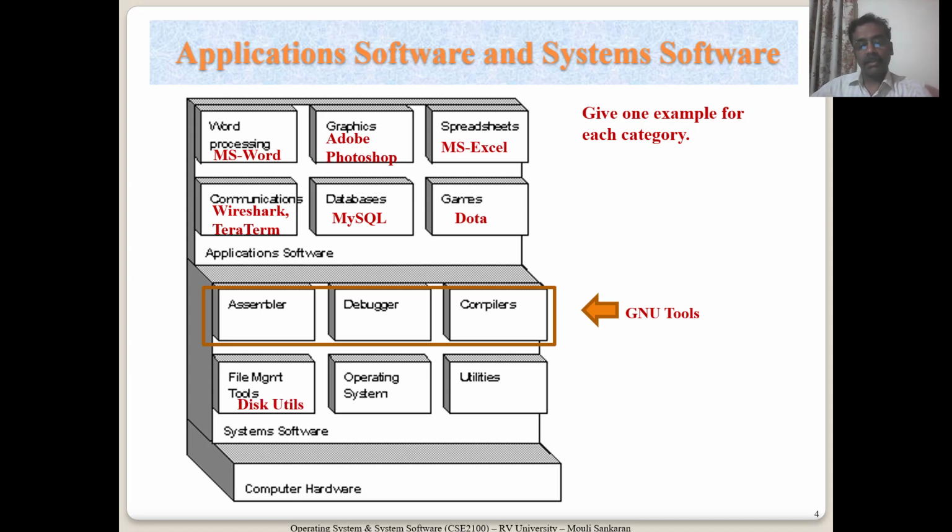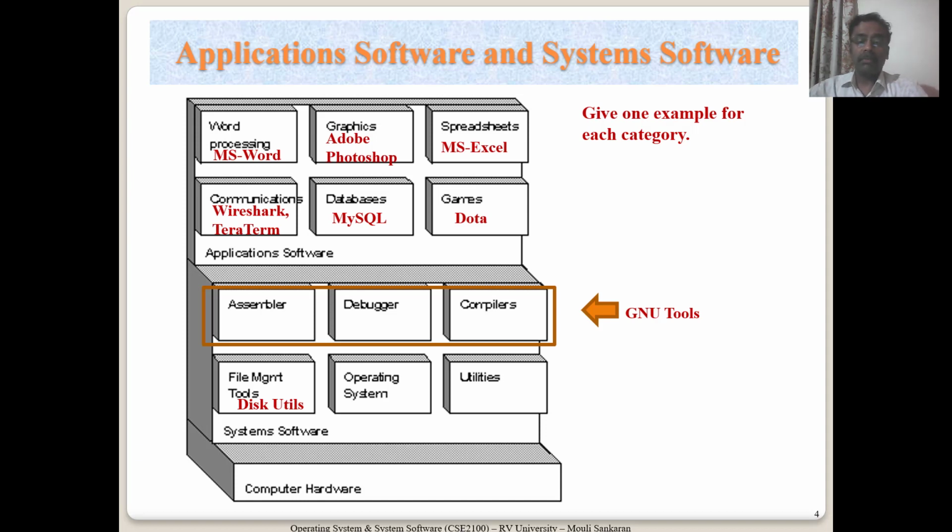Compiler is one which converts higher level language into binary assembly instructions. Okay, OBJ files are generated. So the set of GNU tools can be one good example. File management, disk utilities. There are many disk utilities, maybe defragmentation or formatting a disk. If you want to look at the disk content and then try to optimize the way the files are distributed over the disk, they're all utilities which come under file management.